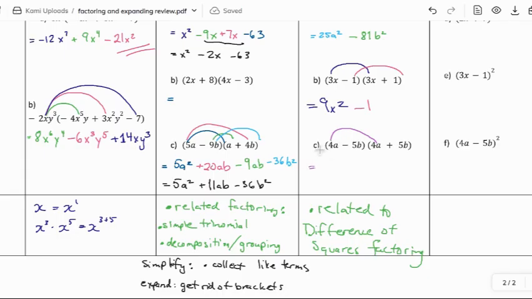I've got 2 steps, 4a times 4a, -5b times 5b, and that's it, right? It's nice and easy. Now, is it wrong to do multiplying binomials? No. But again, next year, you want to be as quick as possible. So you're not wasting space and steps.